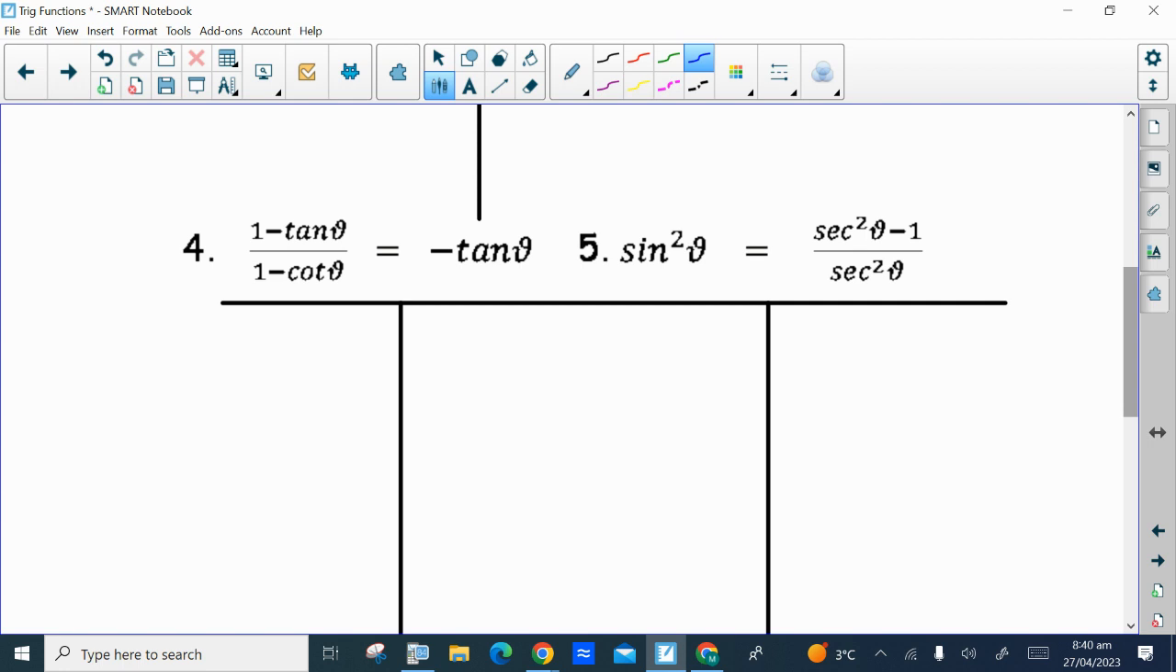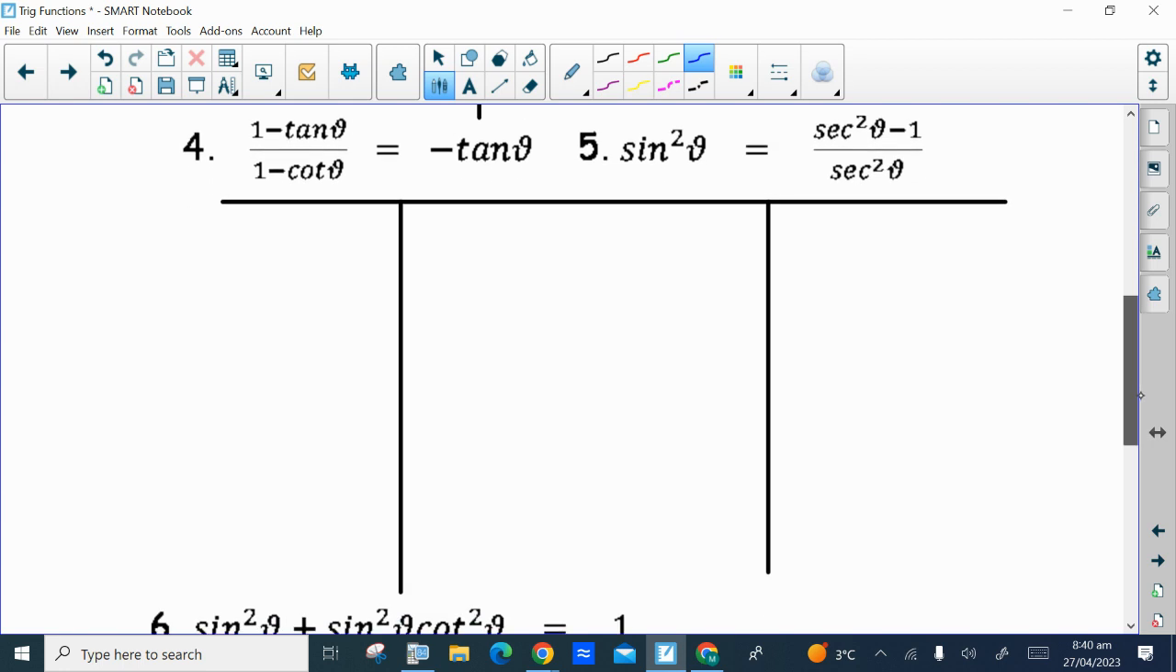Occasionally, you have to get a common denominator and add rational expressions together. And that is what we'll need to do for number 4 on the left side. We would put everything in terms of sine and cos. Tangent is sine theta over cos theta, and that's divided by 1 minus cotan, which is cos theta over sine theta.